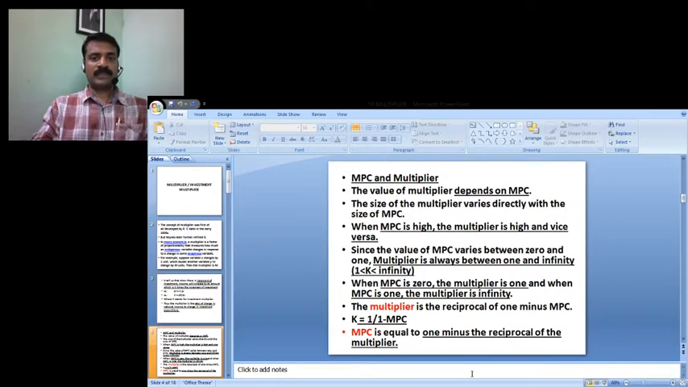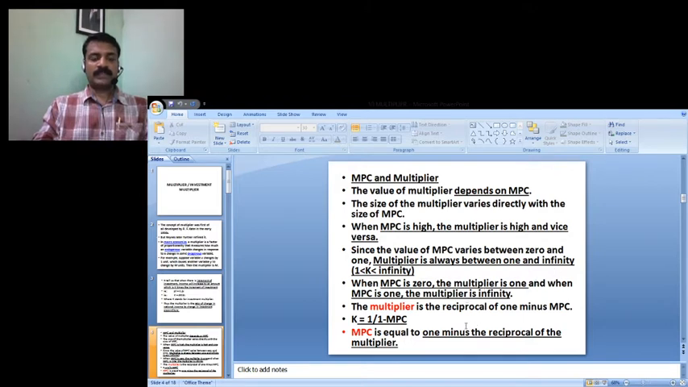The multiplier depends on the MPC. When the MPC is high, the multiplier is high, and vice versa. When the MPC is 0, the multiplier is 1. When the MPC is 1, the multiplier is infinity, because the multiplier varies directly with the size of the MPC. The multiplier is always between 1 and infinity: 1 less than k, and k less than infinity.